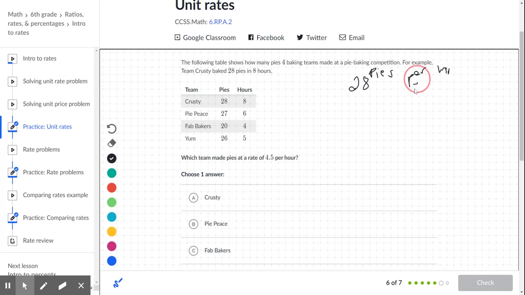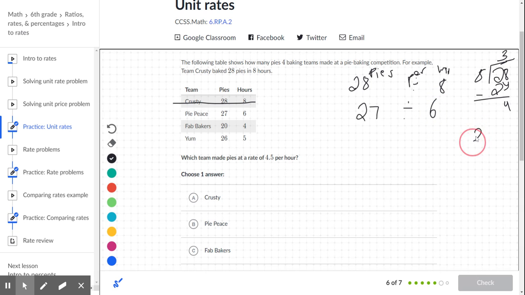28 was the first number of pies. The word per means to divide. And 8 hours. Let's see. 28 divided by 8. 8 can go into 28 3 times because 3 times 8 is 24. I'm not even going to finish this one because this would give me 3 point something. I'm trying to do with 4.5, so Krusty, no thanks. Let's see about the pie piece. That one is 27 pies per 6 hours.